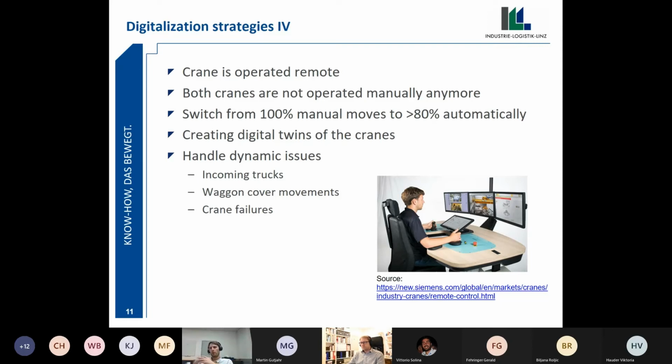We are also willing to create a digital twin of the cranes to know what the crane is actually doing, and to be able to give the Josef Ressel Zentrum the data they need. Also, some dynamic issues we have to handle: the incoming trucks, the wagon cover movements, the crane failures, and some other effects, like a wagon being defective or an incoming truck having some uncovering issues. Therefore, we have some major problems that we have to consider and handle.